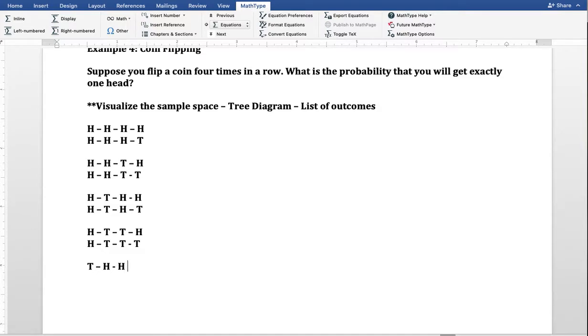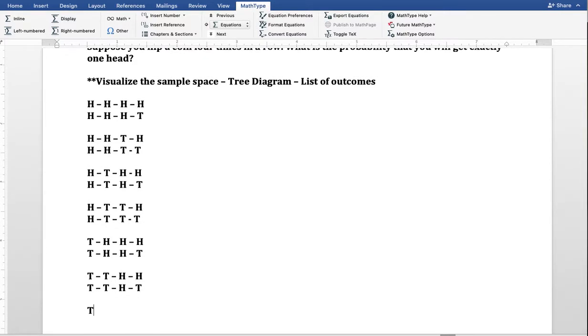We're going to have tails, heads, heads, heads. We'd have tails, heads, heads, tails. We could have tails, tails, heads, heads. We could have tails, tails, heads, tails. We could have tails, tails, tails, heads. We could have tails, tails, tails, tails. Notice we have 1, 2, 3, 4, 5, 6, 7, 8, 9, 10, 11, 12, 13, 14.